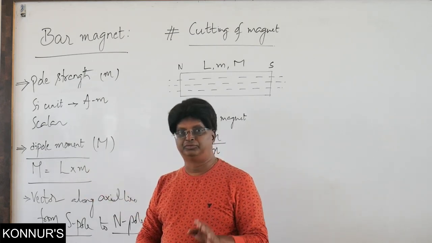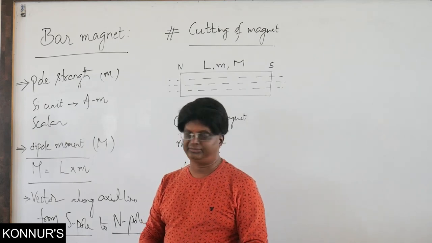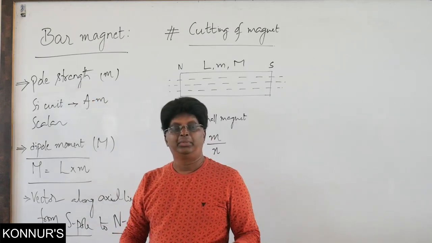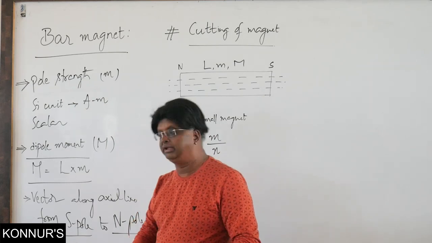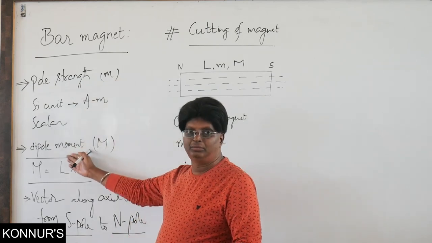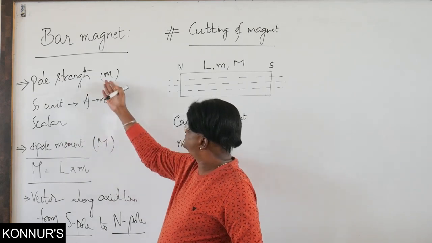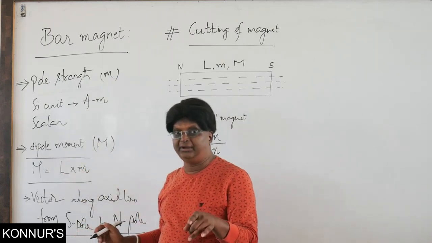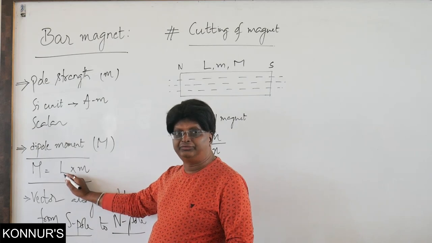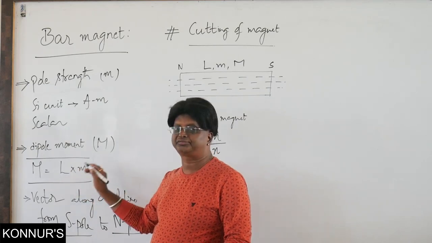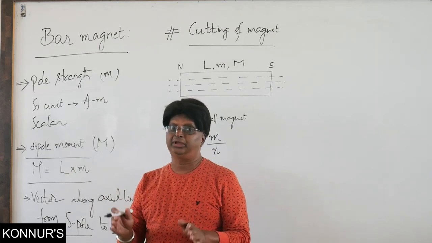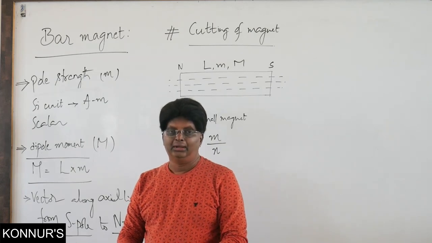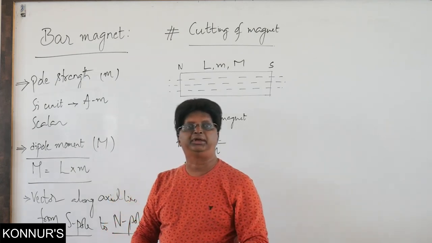Symbols should not confuse you, they should give you confidence. I am using the symbol capital M because I have used small m for pole strength. But according to NCERT books or the books that you are following, small m may be used for dipole moment. But I have used small m for pole strength. This is capital M for dipole moment, defined as L, the length of the dipole, multiplied with pole strength. What is meant by the length of the dipole? The distance between the poles. We take it as the magnetic length.